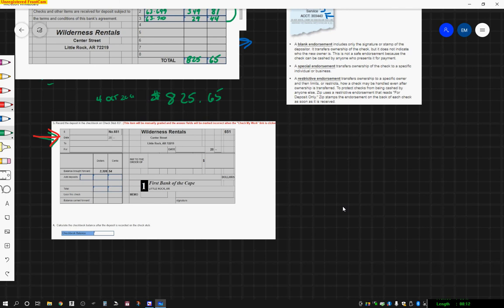Because we're not writing the check yet. But we do need to indicate that we had a deposit. So the deposit again, add deposit. It was on the 4th of October. And the amount was $825.65.